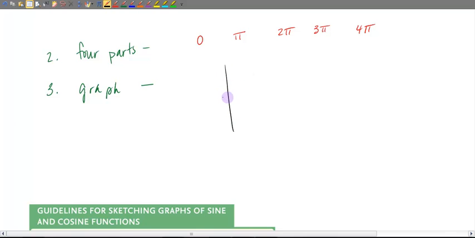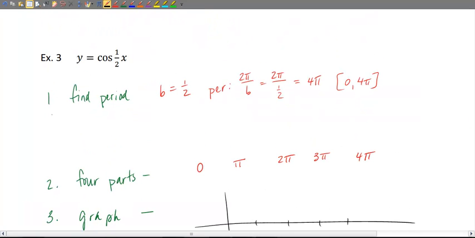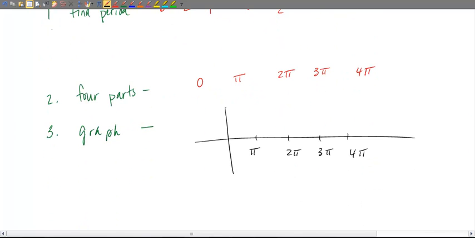So we come over here, we have our 0 to 4 pi, we have halfway at 2 pi, half of that's pi, the other half is 3 pi. The amplitude for cosine is still just 1, so I only need to come down to my graph and add a 1 here and a -1 here.